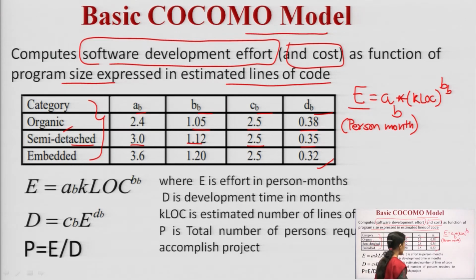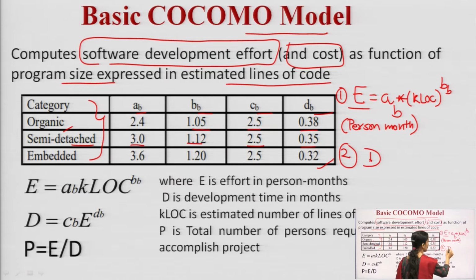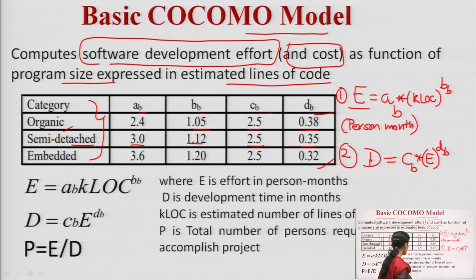Then the second thing that I will be calculating is the development time, denoted as D. This D is calculated as CB into whatever effort I have calculated, power DB. The suffix B stands for basic model. So D is my development time, and it will be calculated in months.